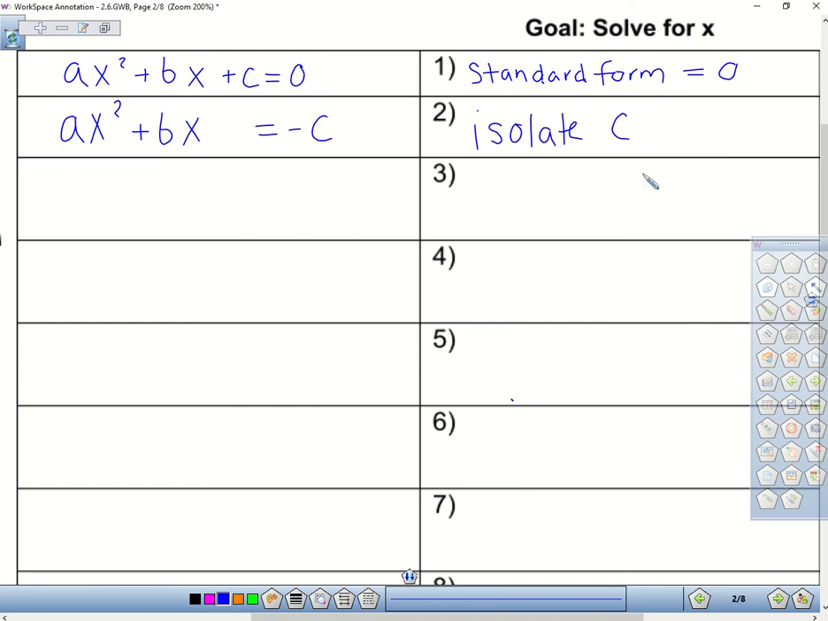From here, the next thing we always do is check to see if our a term is 1. In this case, we don't know what our a term is. We just know it's a. So we're going to have to factor out that a, because it could be a number that's not 1. So I'm going to factor out the a on the left. Basically I divide everything by a. So b divided by a is just b over a, because we can't simplify that.